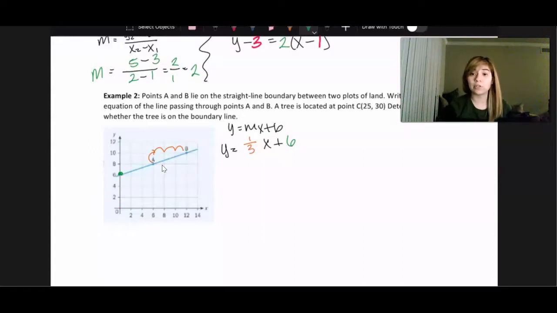To do that, what you do is you plug point C into your equation. If it gives you a true statement, then yes, it lies on the boundary line. If it gives you a false statement, it does not lie on the boundary line. And we'll see what true and false statements look like. So let's move on to the next part.